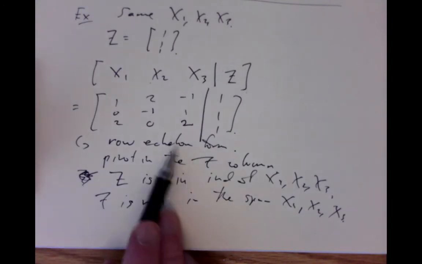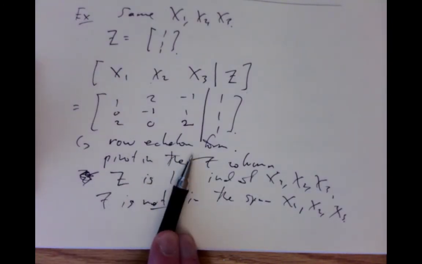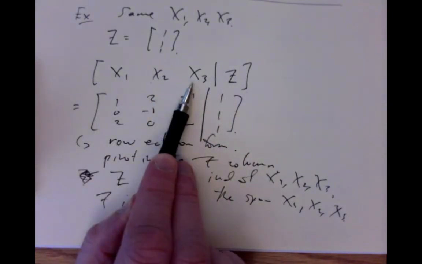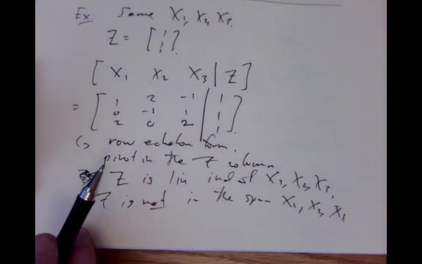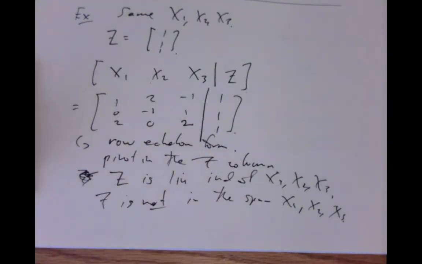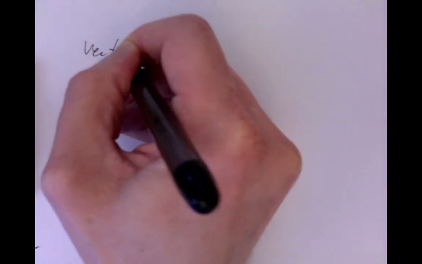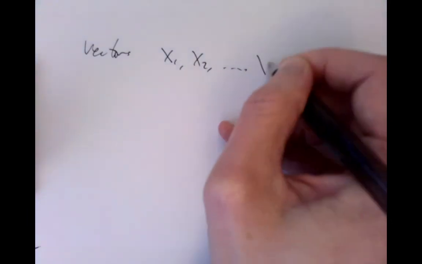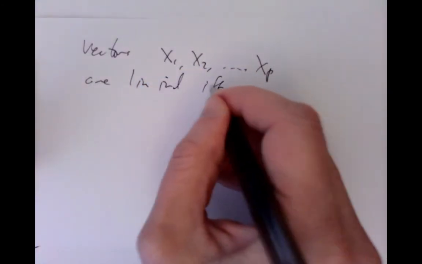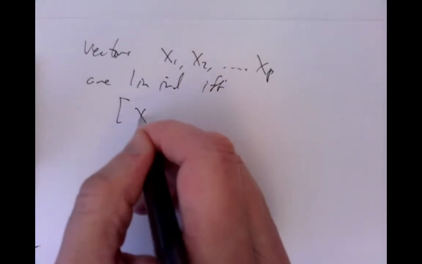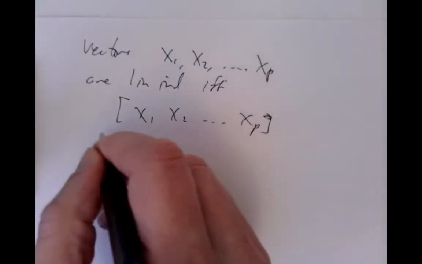So that's how we can work out a test to see whether or not some vector z is a linear combination of some vectors x1, x2, x3. We just put the x1, x2, x3 in here. The z becomes the column of constants in our augmented matrix. And we just check the pivots when we go through. I'm not going to do it, but you can work out the pivots when you do the row echelon form. So the general result, which we can state here, is simply that the vectors x1, x2, up to xp are linearly independent if and only if the matrix x1, x2, xp has rank p.